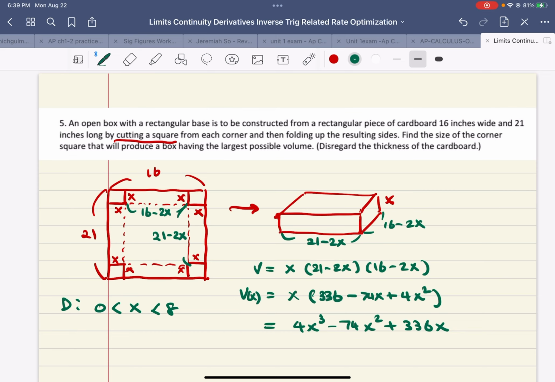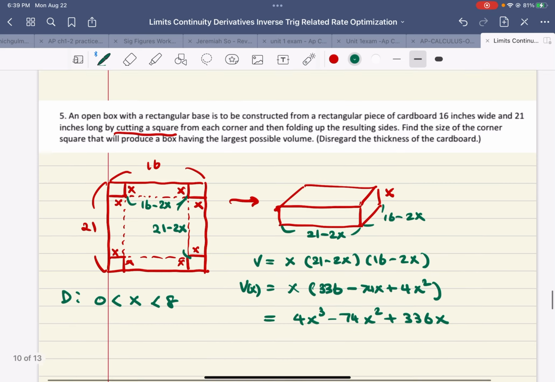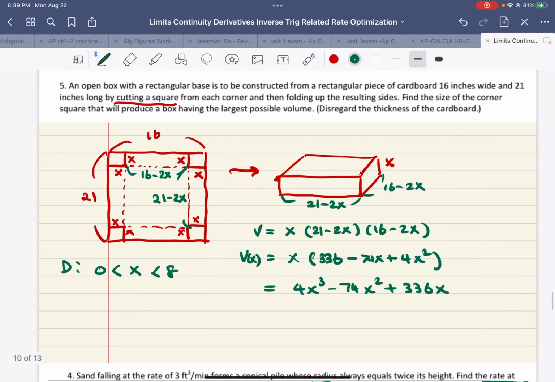Okay, that's your equation. Now, to find your maximum volume, largest volume, you have to take a derivative to find the correct value. So 12x squared minus 148x plus 336.